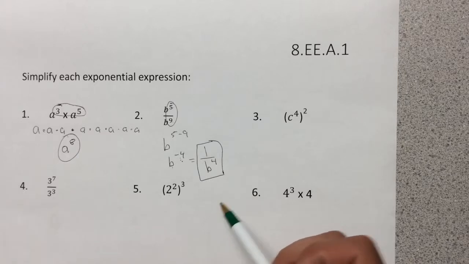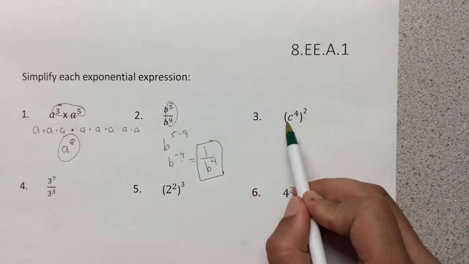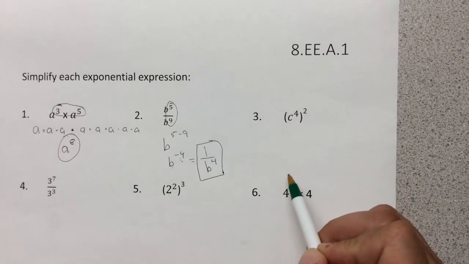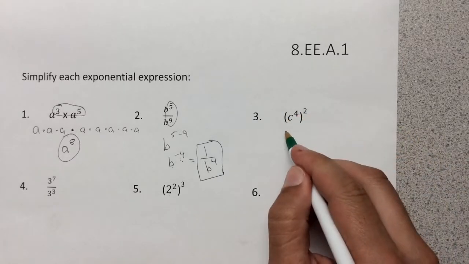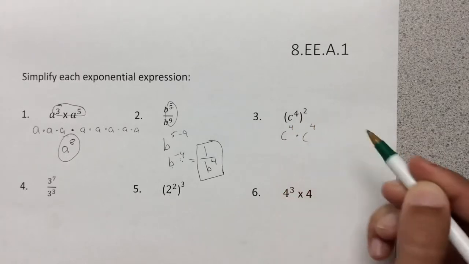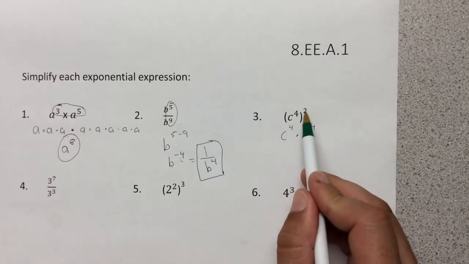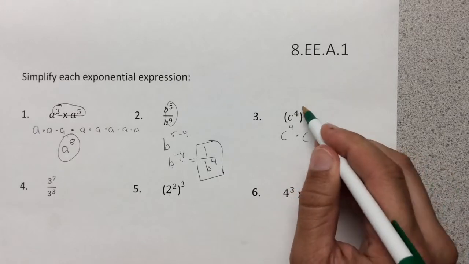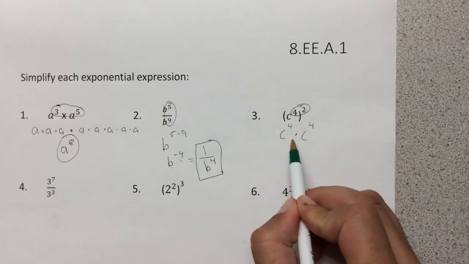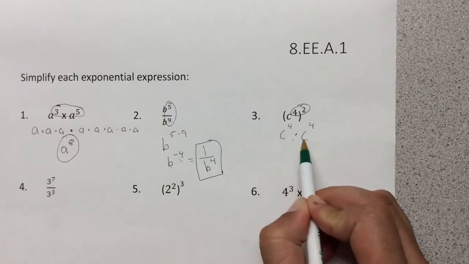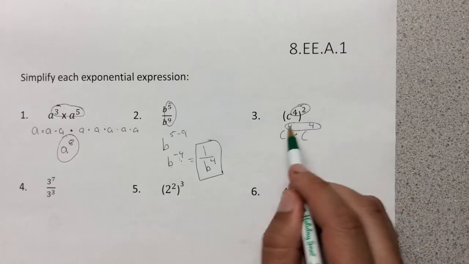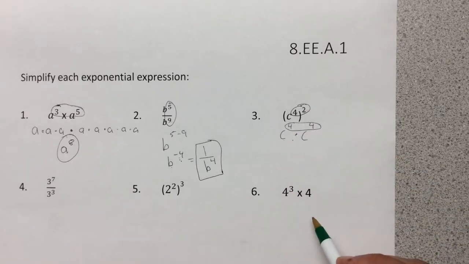So number 3. Looking at number 3, we have c to the 4th, and then we have these parentheses, and then that is squared. What this is actually saying is you have c to the 4th times c to the 4th. So what we do is multiply these, 2 times 4, and that's going to give us 8. But this is another way to write it, c to the 4th times c to the 4th. Again, we know that when you multiply, you're adding exponents. So that's why these will be the same thing.